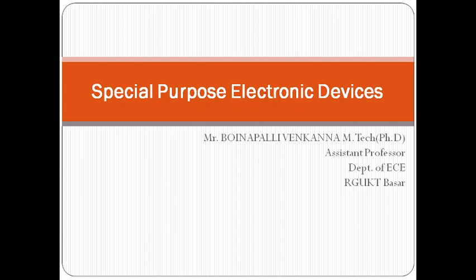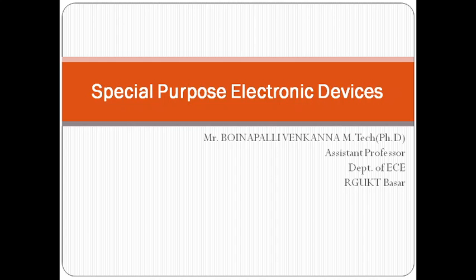In last class we discussed the silicon control rectifier. In that we studied the construction of silicon control rectifier, operation and characteristics of silicon control rectifier. Along with that, we studied the applications of silicon control rectifier, SCR.